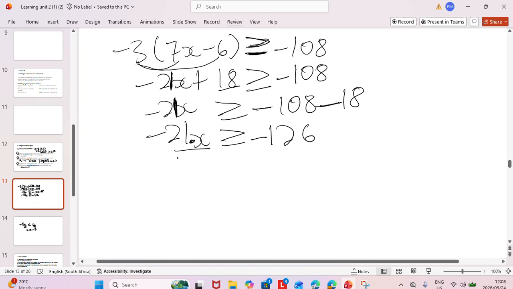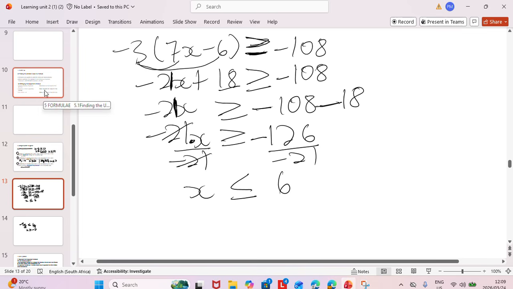X is multiplied by negative 21. You need to divide both sides by minus 21. Minus 21 will cancel minus 21. X, as you can notice, we are dividing by a negative number. The inequality will change into a less than or equals to 126 divided by 21. So it will be a positive 6. So please practice, practice, practice, guys.